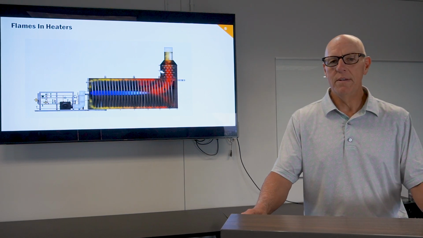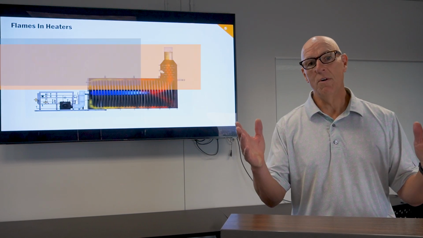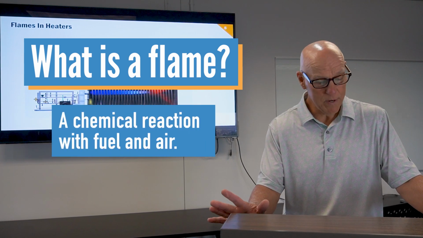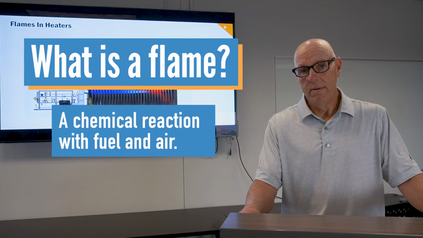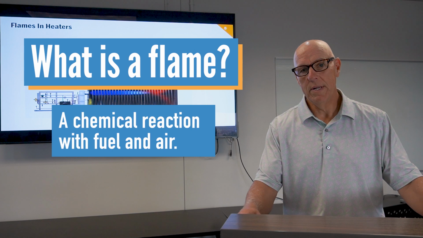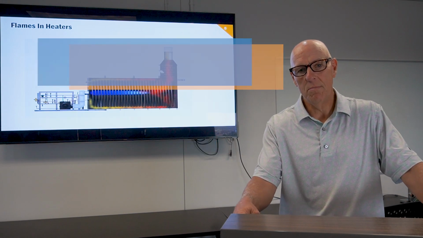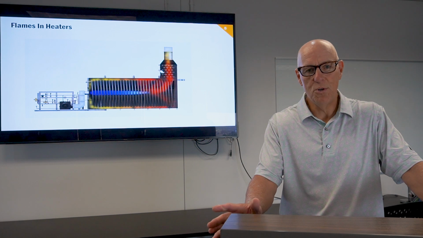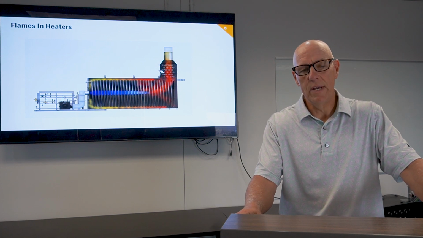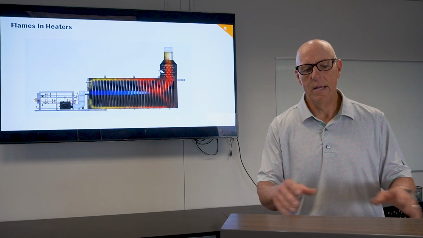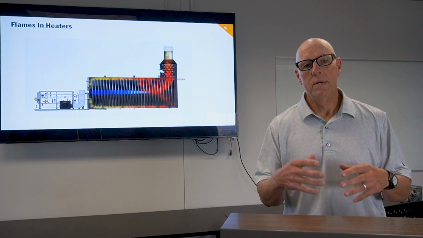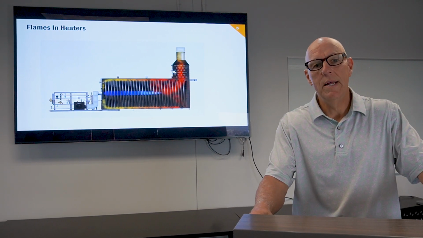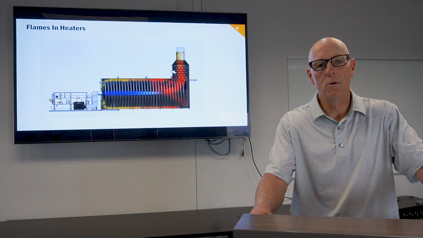So everyone knows what flames are, right? What is a flame? What's actually happening? Well, it's actually a chemical reaction with fuel and air. And fuel, in our case, is normally something like methane, or propane, or butane, which has carbon and hydrogen in it, and it reacts with the oxygen. And that chemical reaction is obviously hot. It puts out visible light, and it can be yellow or red or blue.